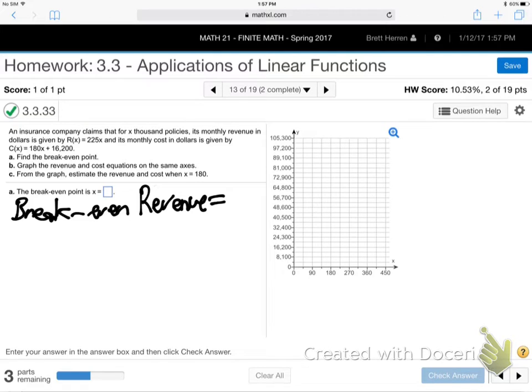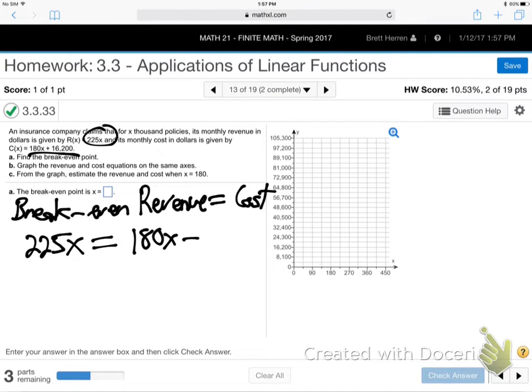revenue equals cost, meaning the money coming in equals the money going out. You're exactly breaking even. Profit happens when revenue is greater than cost. So revenue equals cost. So I just take the revenue function, 225x, and I set it equal to the cost function, 180x plus 16,200. All right, can you guys solve that one? Go ahead and solve that one real quick.